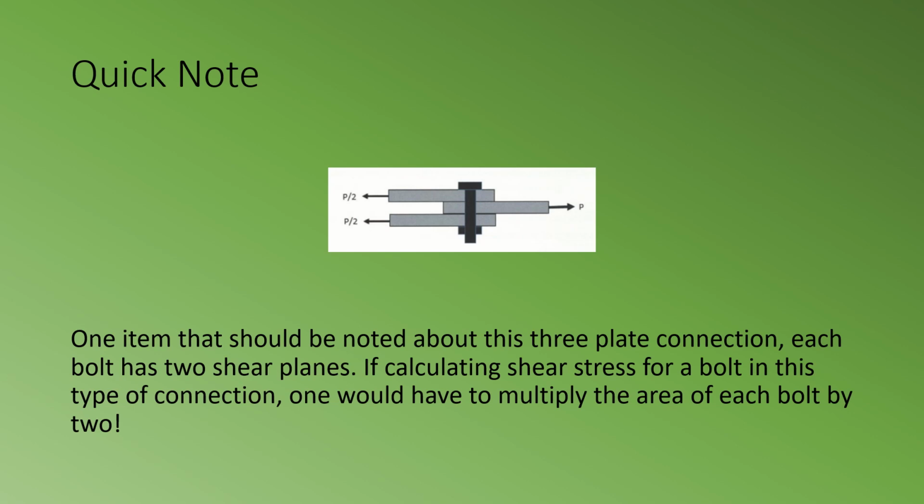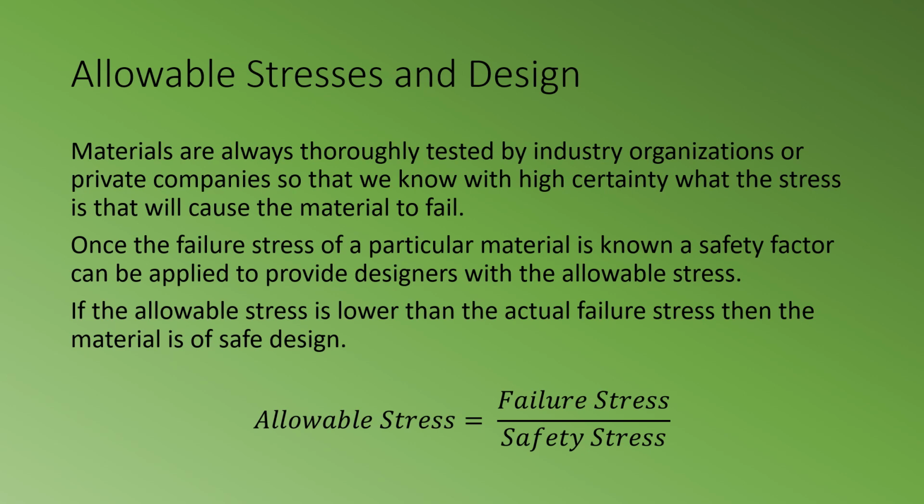Materials are always thoroughly tested by industry organizations or private companies so that we know with high certainty what the stress is that will cause the material to fail. Once the failure stress of a particular material is known, a safety factor can be applied to provide designers with an allowable stress. If the allowable stress is higher than the actual stress, then the material is of safe design. Allowable stress equals failure stress divided by the safety factor.